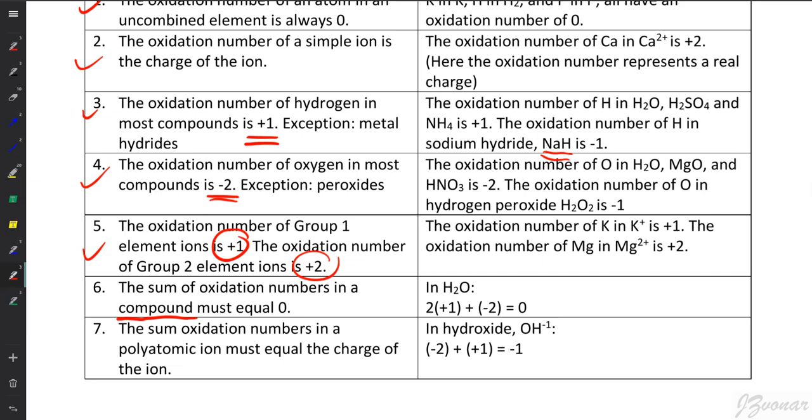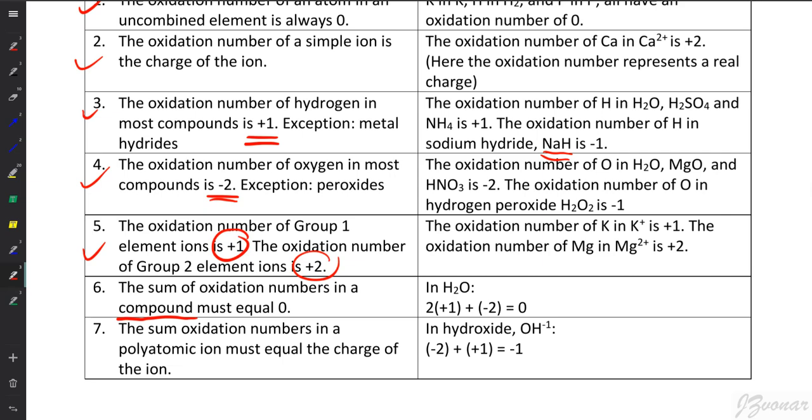Okay, so if we look here in water, there's two hydrogens, each with an oxidation number of +1. And there's an oxygen with an oxidation number of -2. So 2 times +1 plus -2 equals 0. All right, the sum should always be 0.